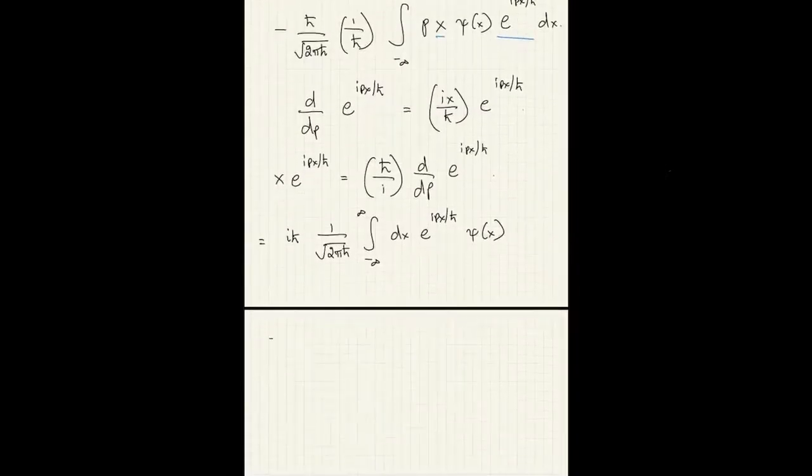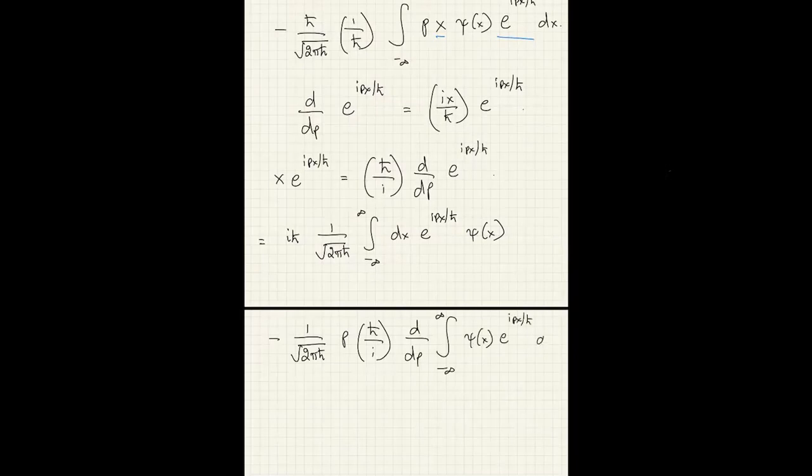And the second term I can write as, the h bar here cancels with the h bar here. So I have a minus square root of 2 pi h bar. I can pull out the p and I can pull out the h bar over i. And I can write this entire thing as d dp of the integral from minus infinity to infinity psi of x e to the i p x over h bar dx. Okay. So notice that the integral of psi of x e to the i p x is simply the Fourier transform of psi of x, which is psi of p. And same here.